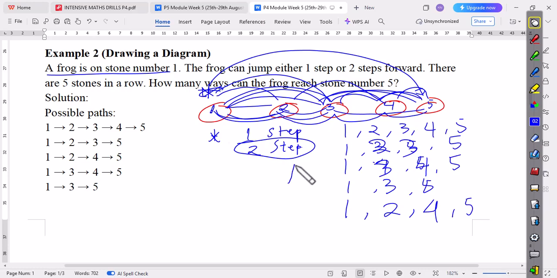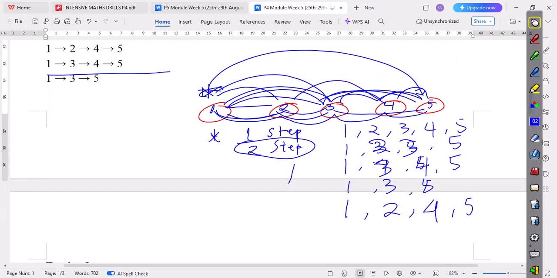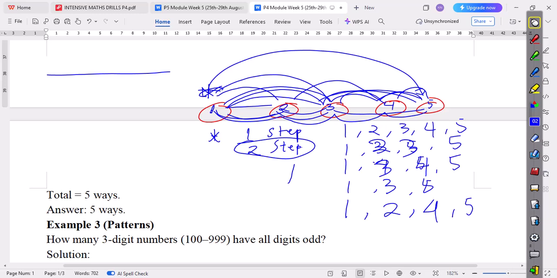Five possible paths. So the answer is there are five ways. This one looks different because we have drawn the diagram, or the model, here. So try to use the model when you get confused on a question. This is the second strategy, how to apply heuristic problem solving.